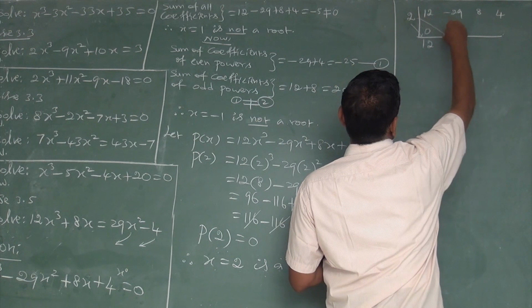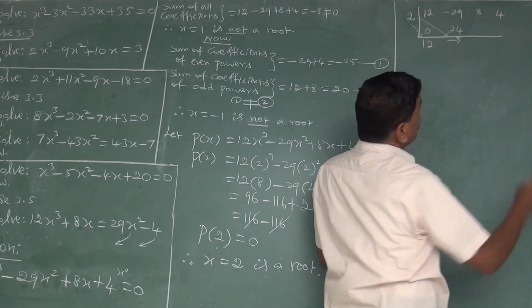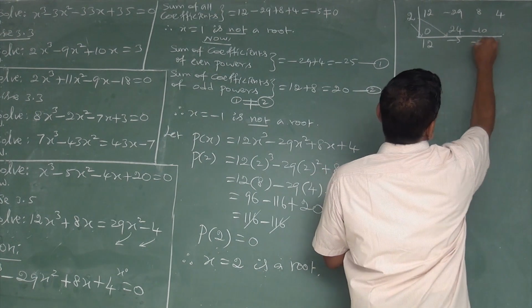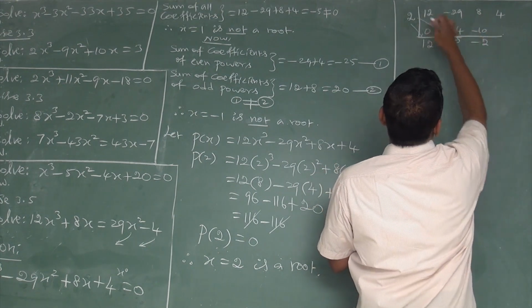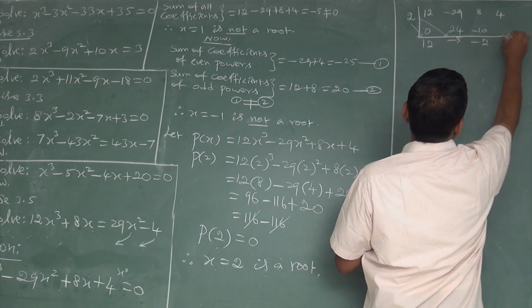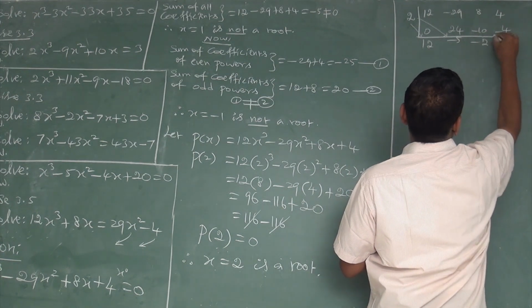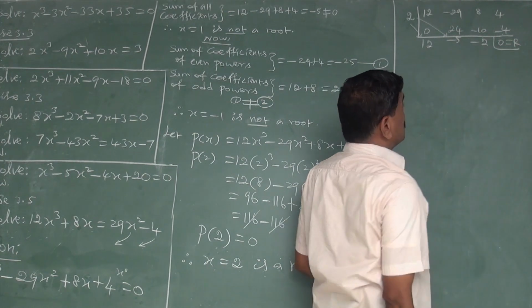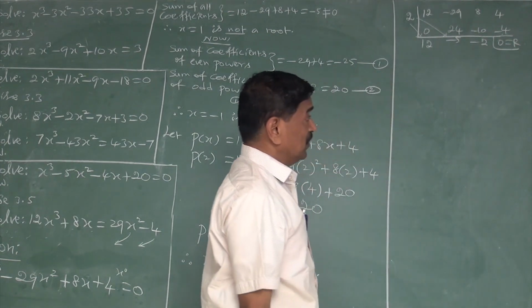Then cross multiply. What is your answer? Very good. Minus 10. Add vertically. Good. Minus 2. Then cross multiply. Plus into minus is minus, and 2 twos are 4, so minus 4. What is the addition? 0. So which is the remainder? That is, remainder equal to 0.